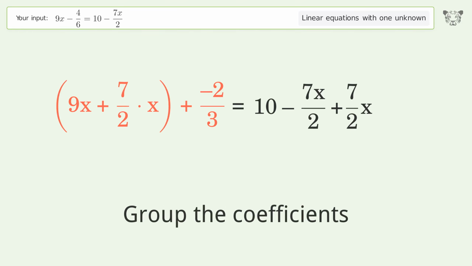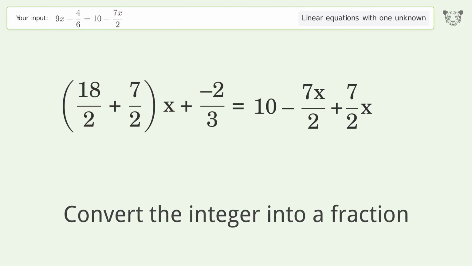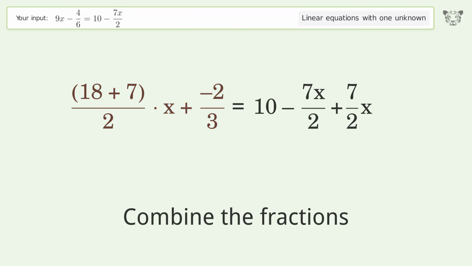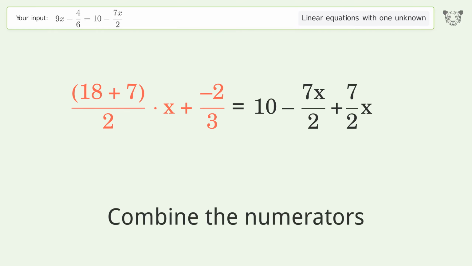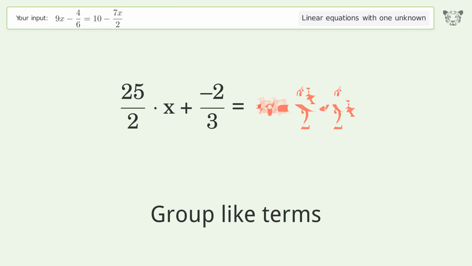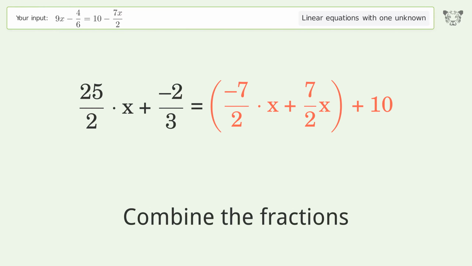Group the coefficients. Convert the integer into a fraction. Combine the fractions. Combine the numerators. Group like terms. Combine the fractions.